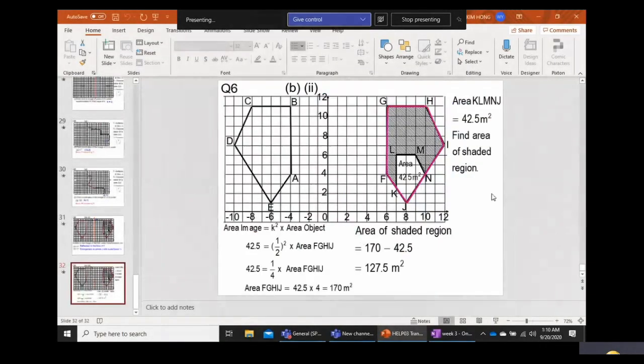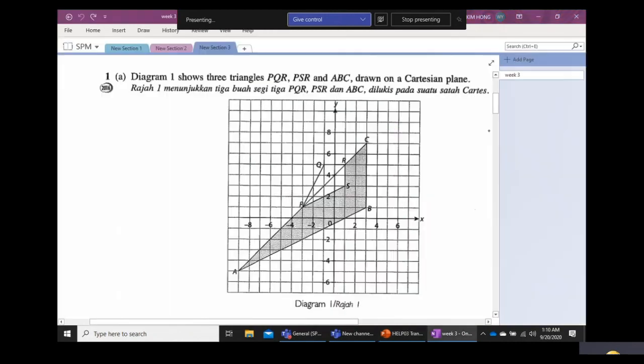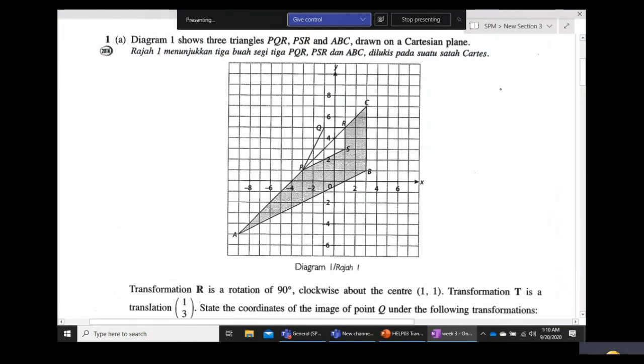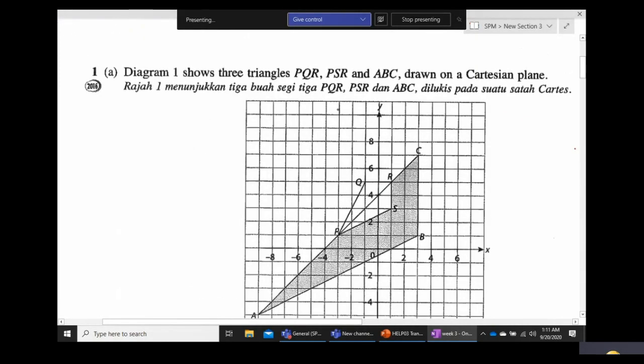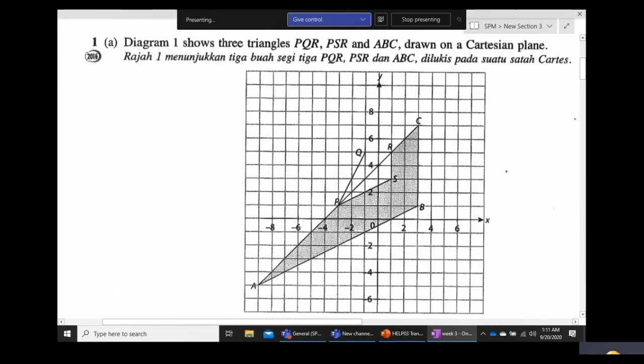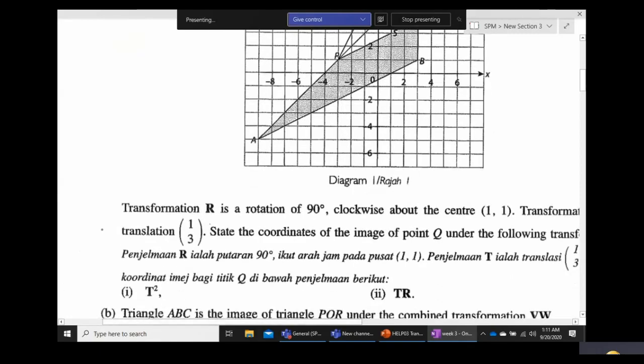Okay, so since we still have some time, let's look at some extra question. All right. Okay, so here, this diagram shows three triangle. Okay, PQR. Okay, let me enlarge it so that you can see it clearly. This one, PSR. This one, ABC, the big one. All right. Okay, so transformation R is a rotation clockwise about the center.